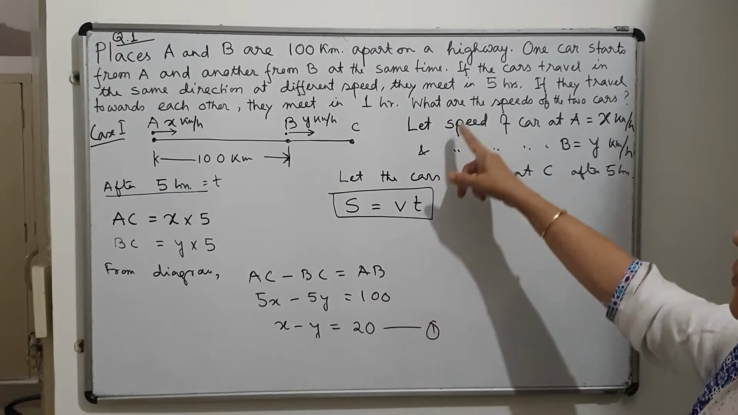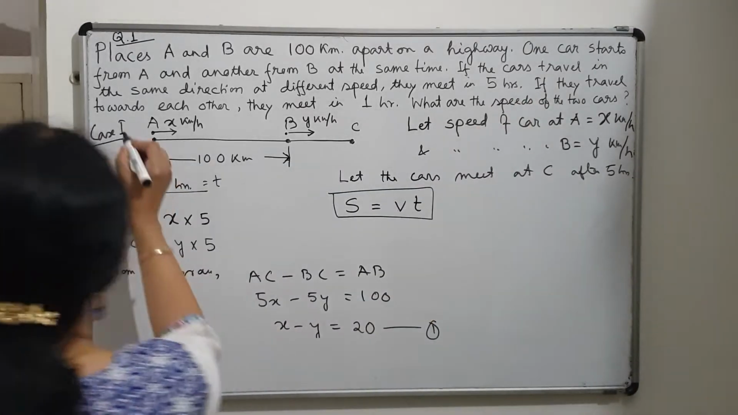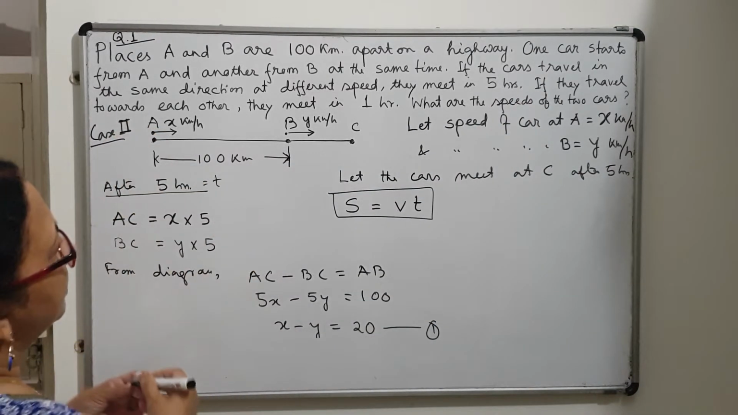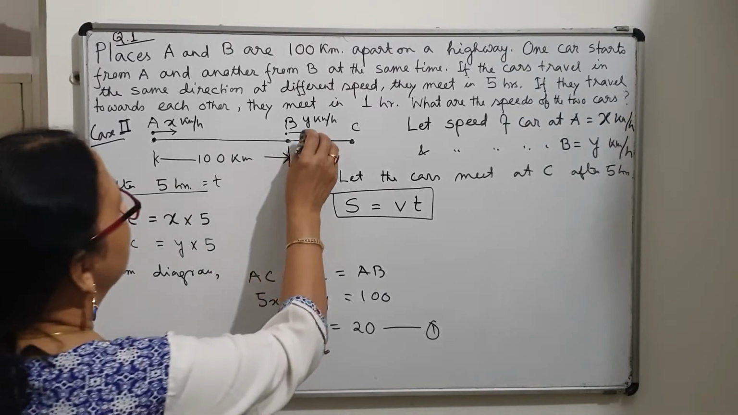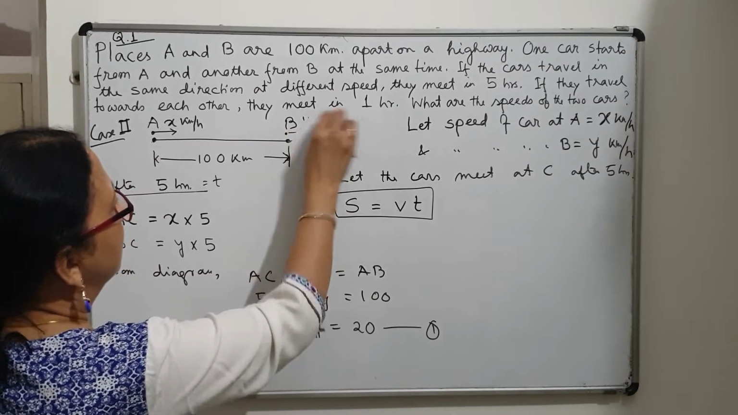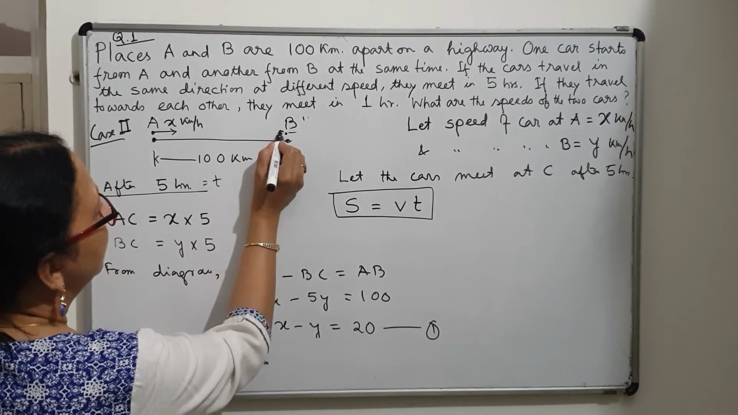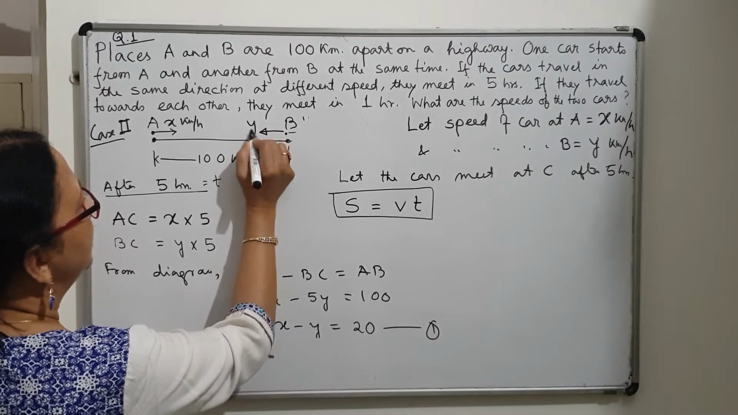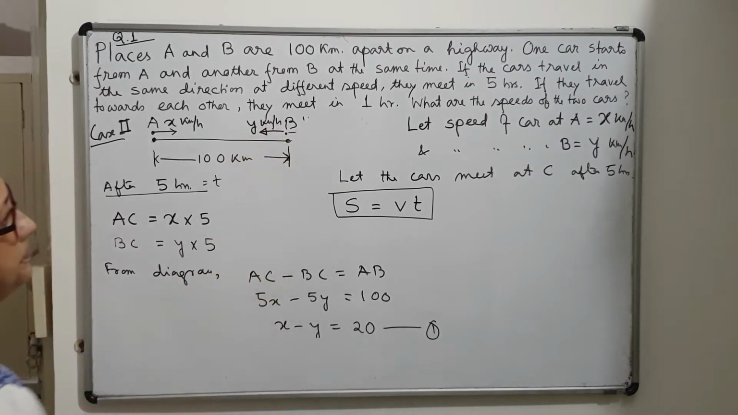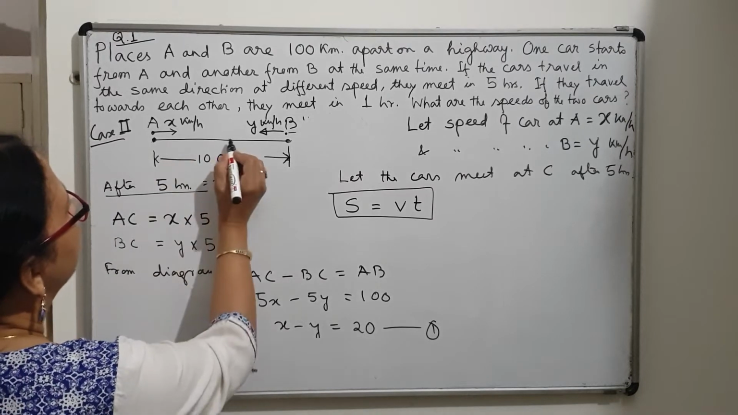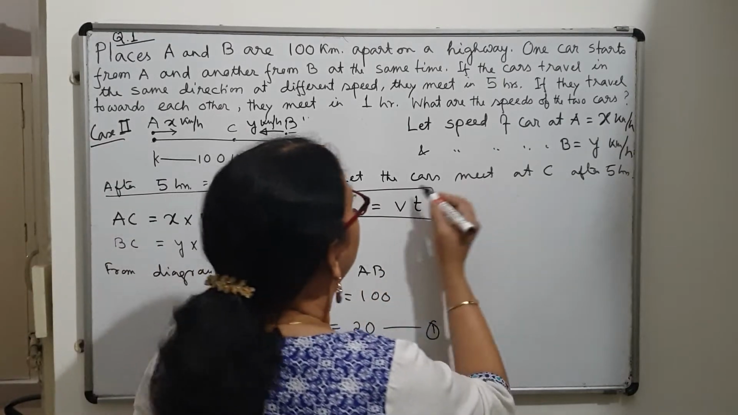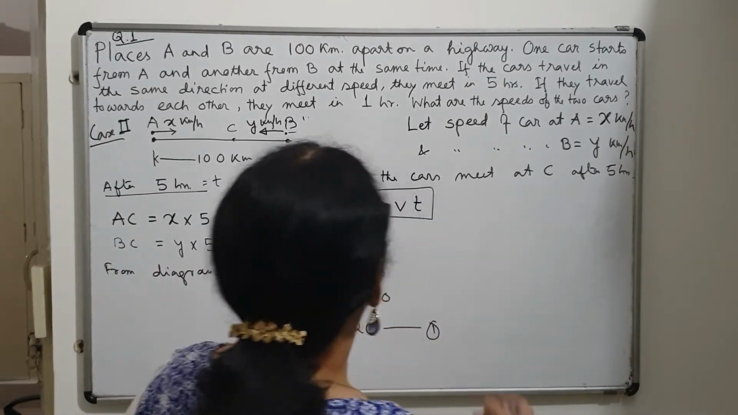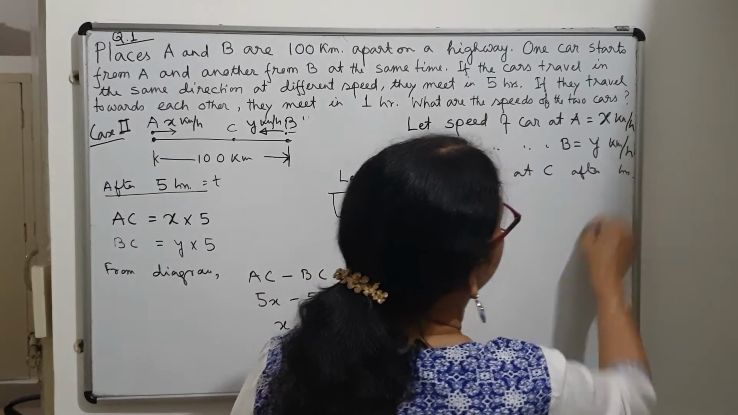Now let us move to the next case. Case 2, when the cars are moving in the opposite direction, or towards each other. In that case, what will happen? Now the car at B is moving towards A, that is in the opposite direction, with the speed of y km per hour. So they will meet somewhere here at the point C, and the time taken is 1 hour. So in this case, they meet after 1 hour.